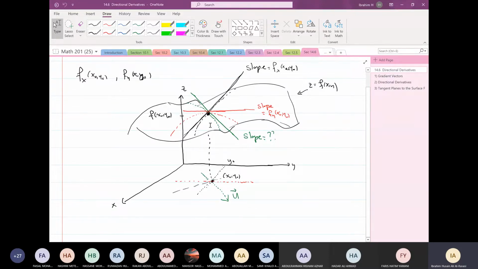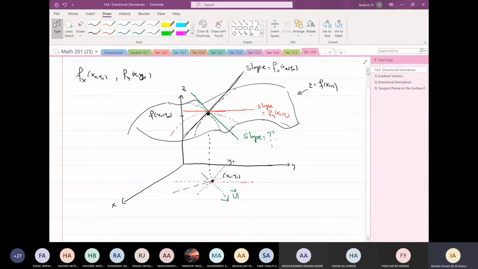Now, when you move along the parallel to the x-axis, the slope will be f sub x, the partial derivative. It is called the partial derivative with respect to x. When you move along the y-axis, you get the slope of a tangent, which is called the partial derivative with respect to y. When you move in another direction, for example, direction u, the slope has a specific name. It is called the directional derivative.